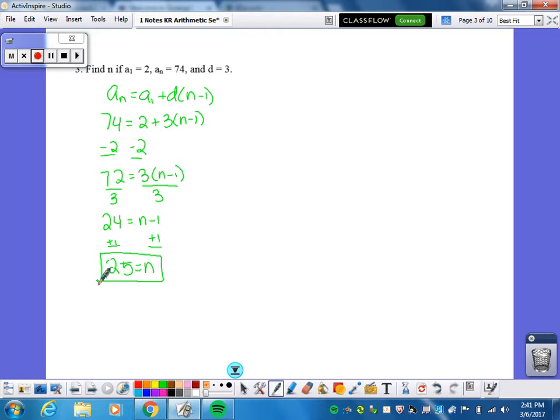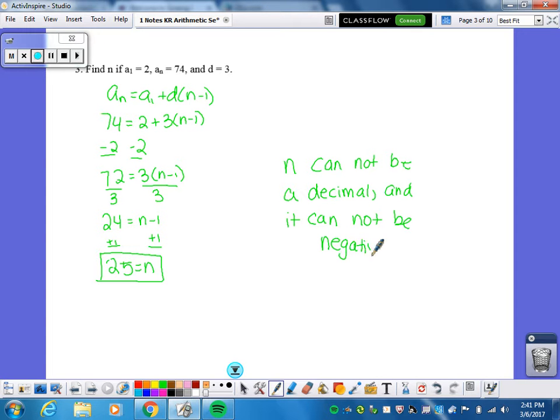Now, just a side note on this problem. N cannot be a decimal, and it cannot be negative. And this makes sense if you think about it, because since we're looking at a certain number of terms, you can't have a negative number of terms. You can't have a decimal number of terms. So it makes sense that n cannot be a decimal and it cannot be negative. Now let's move on to the next problem.